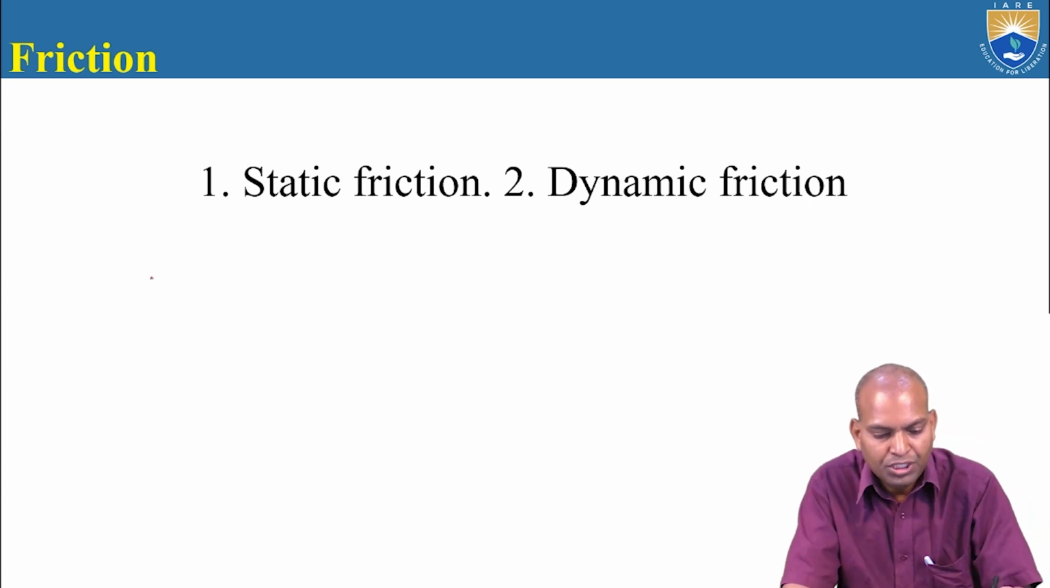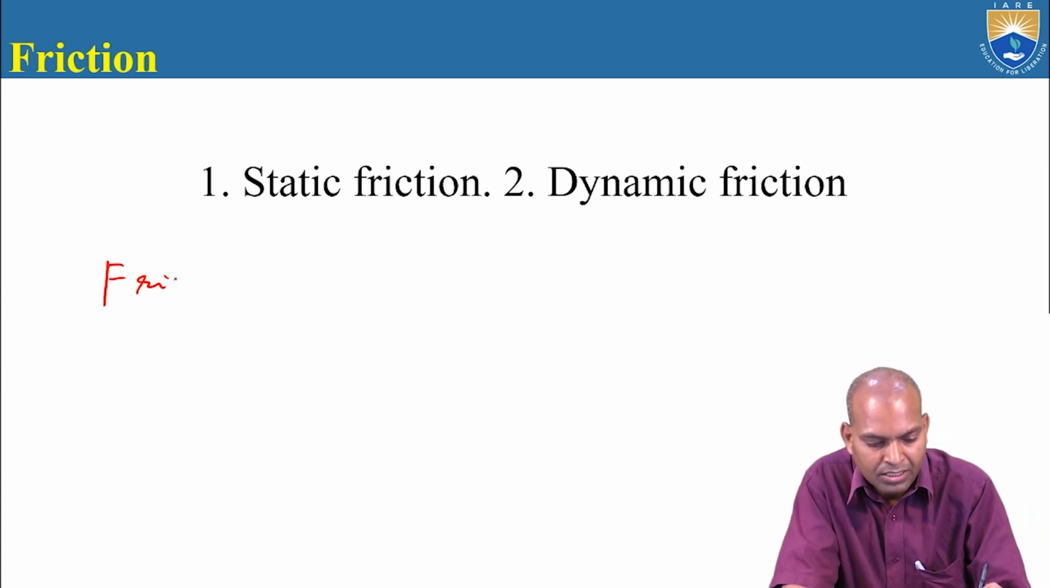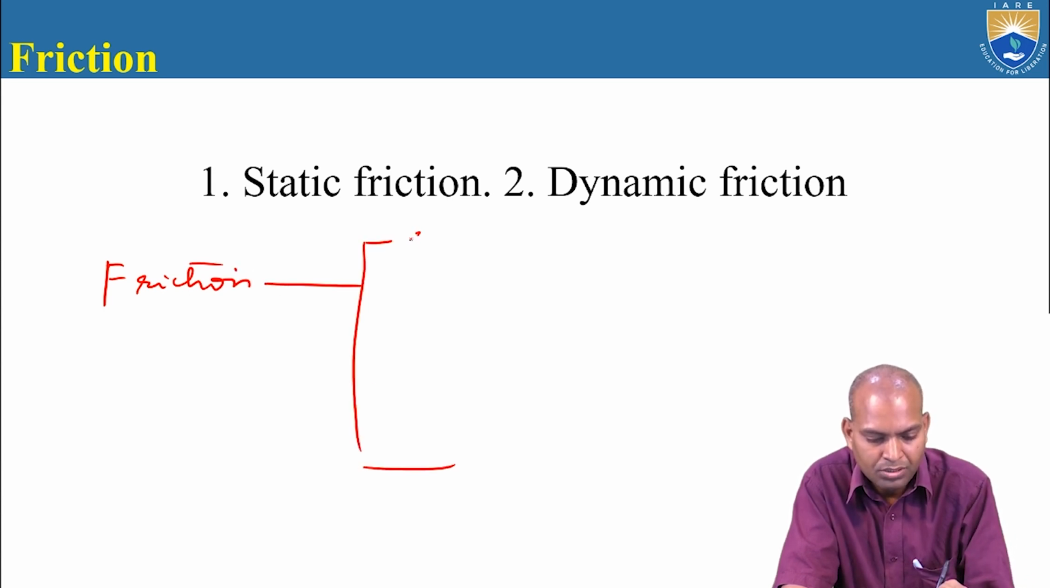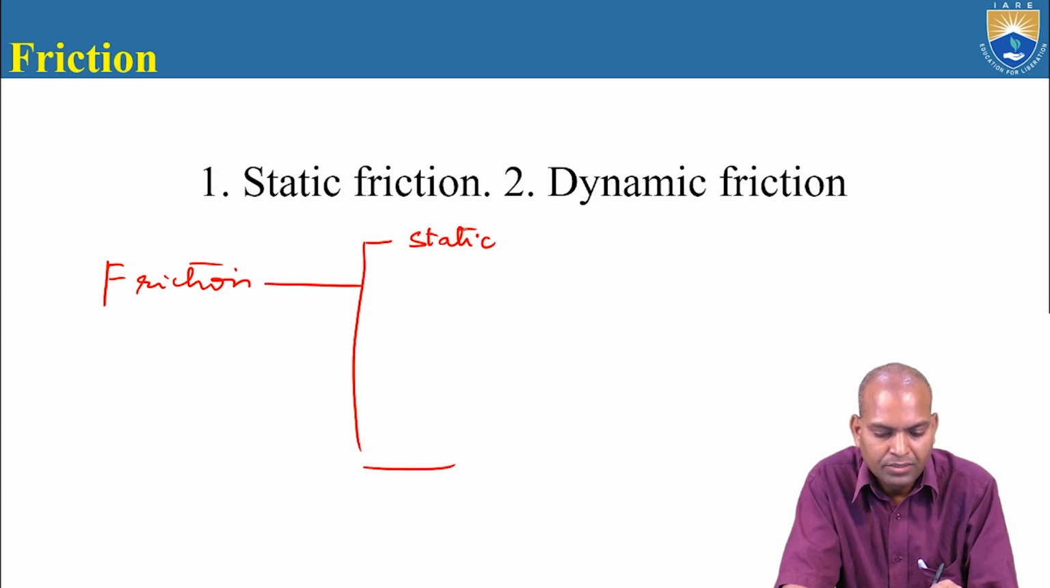Now, the friction can be shown in a simple diagram. Friction has two types. Number one, static friction.